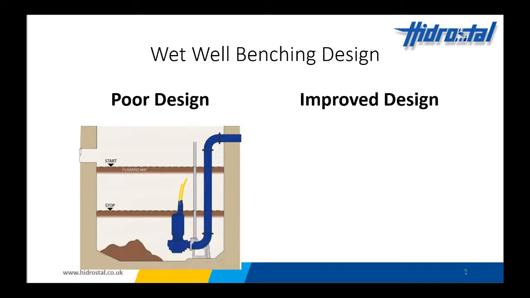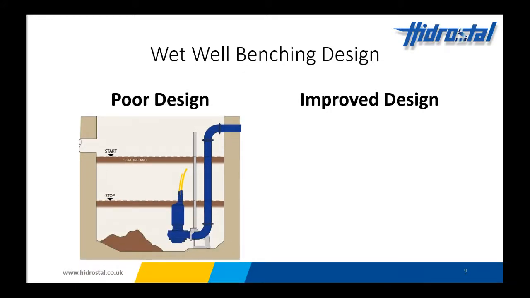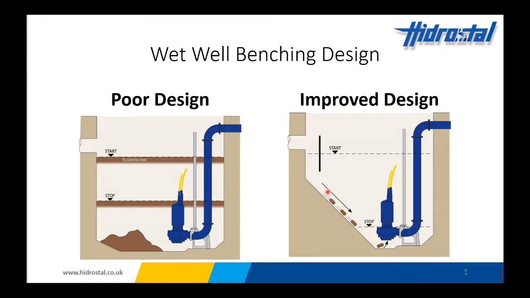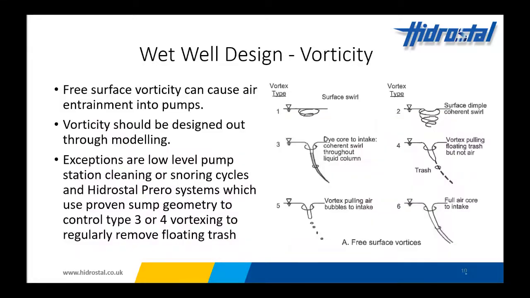If we look at benching again, here is a poor example of design: flat floor, high stop and start levels. So sedimentation will build up during dry weather flows. And when you get a plug flow from a storm or a peak in flow, it will tend to push and drift that pile towards a pump intake, increasing the chances of blockage. An improved design is, as we saw before, a good steep bench with minimal retained volume here. That's using gravity to migrate the debris towards the intake of the machine and help keep the pumping station in a self-cleaning situation.